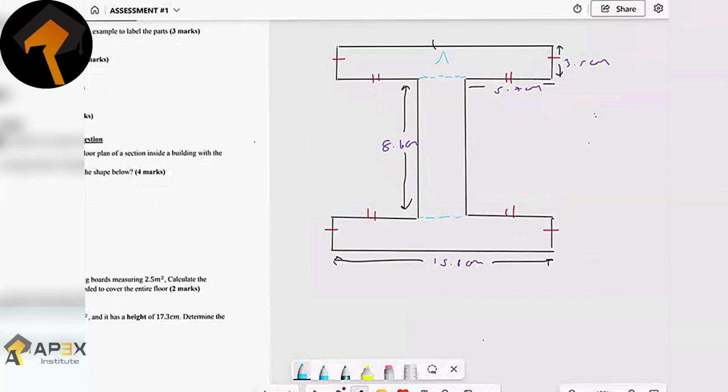We get a rectangle at the top here, we're going to call it rectangle A. We have a standing rectangle here, we're going to call it rectangle B. And we have a lying down rectangle here, we're going to call it rectangle C.